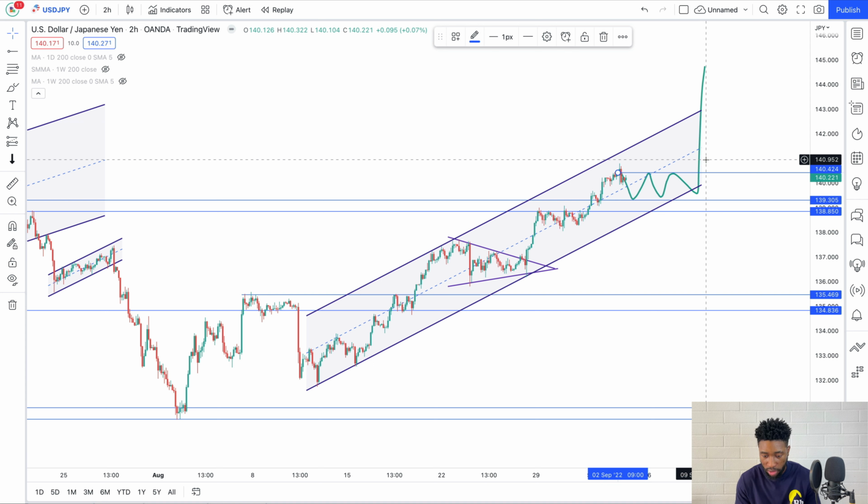I'm not going to go short. I don't see any reason to go short at the moment until there's an indication from the DXY that the dollar is getting weaker. So moving on, I'm going to talk about crude oil.